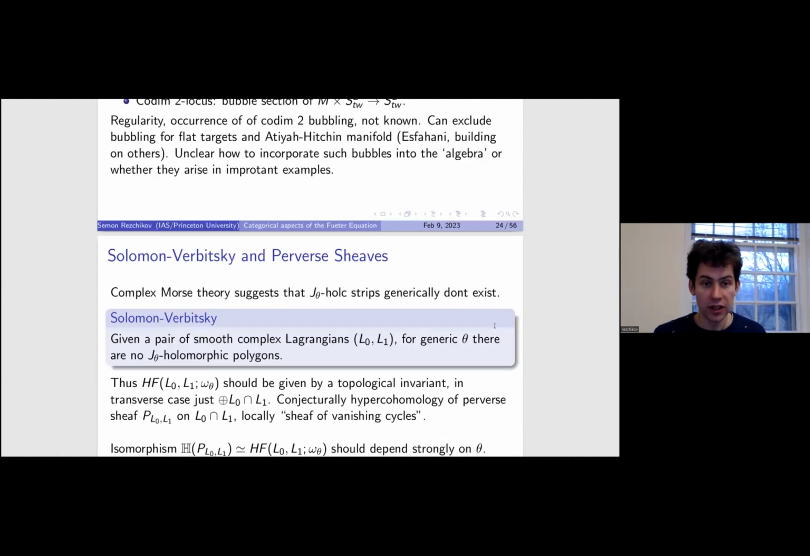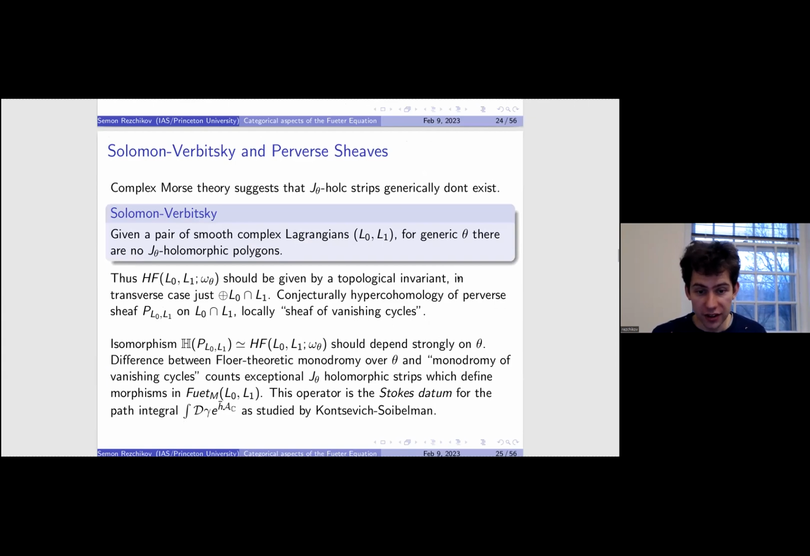Okay. So now something I just want to say. If I mentioned that these J theta holomorphic strips, they project as straight lines in the values of the symplectic action functional. So in particular, for generic J theta, these J holomorphic strips don't exist. So what that means, and there's a generalization of this theorem, is that for generic J theta, there are no J theta holomorphic polygons between any pair of smooth complex Lagrangians. They don't have to intersect transversely or anything.